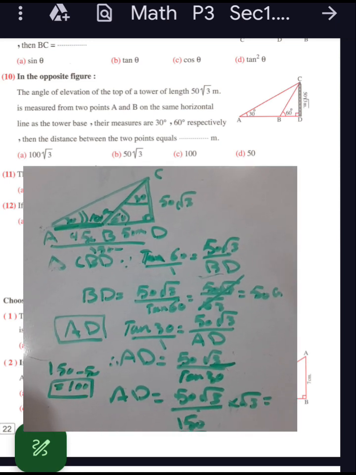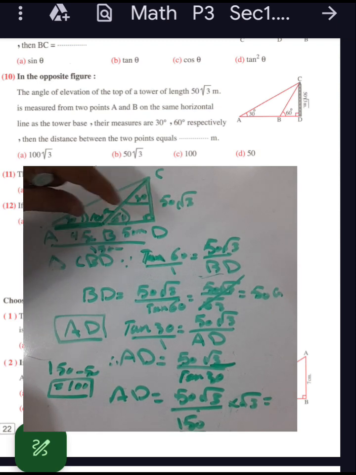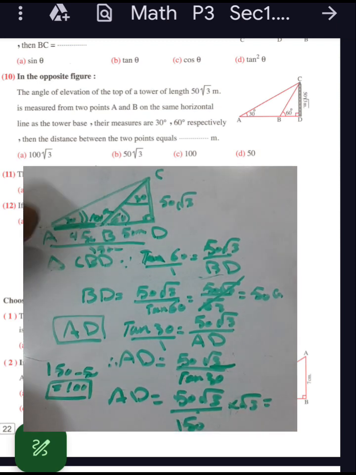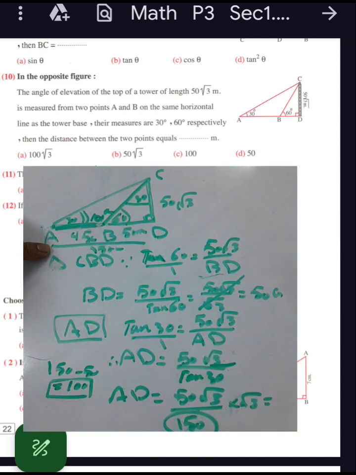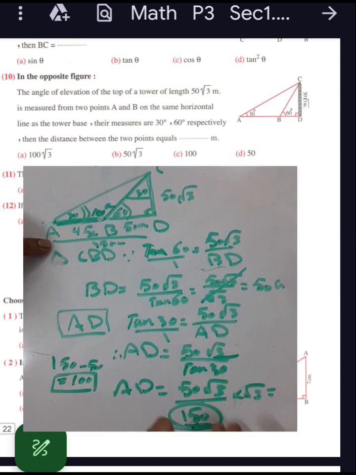Okay, understood. First, I found BD is 50 centimeters, and the sixth step, find the length from point E and D, which was 150 centimeters. And the difference between them will be 100 meters.